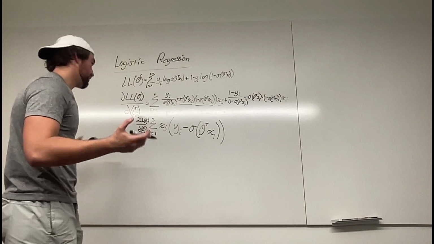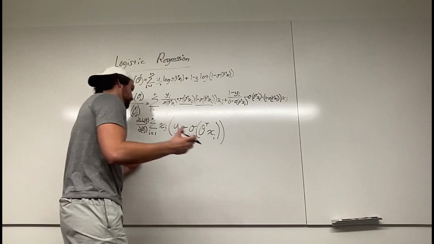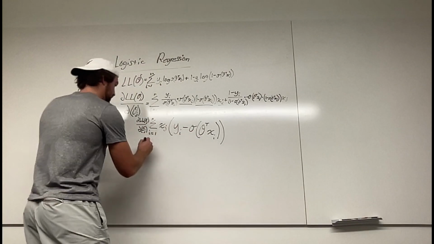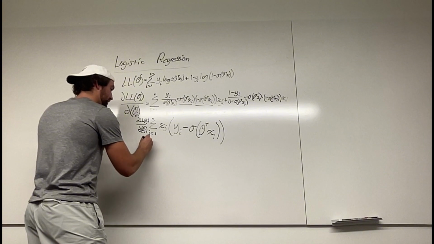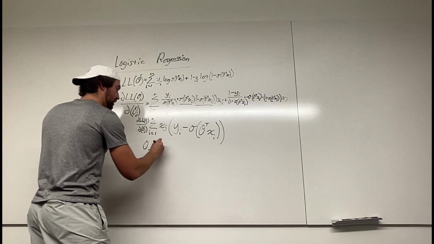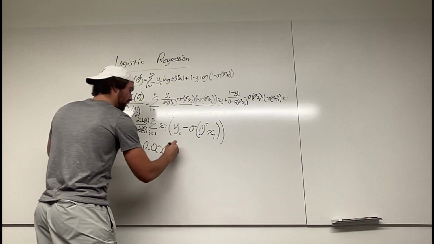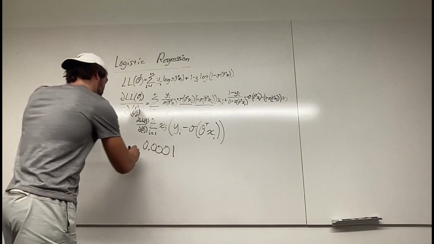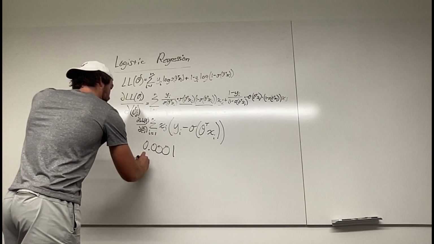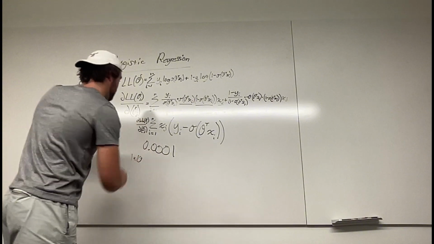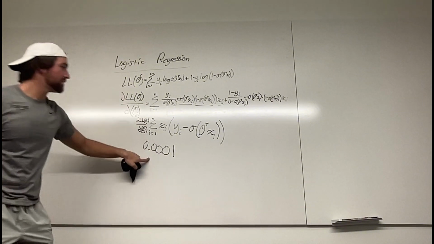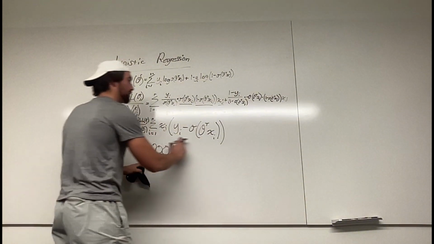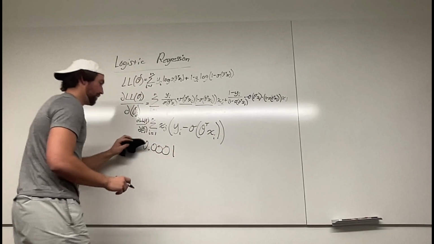But how much should we do it by? Typically it's understood you would take 1 times 10 to the negative 3, I believe. Anyways, so you want to take this, multiply it by your gradient. We'll see this in code later.